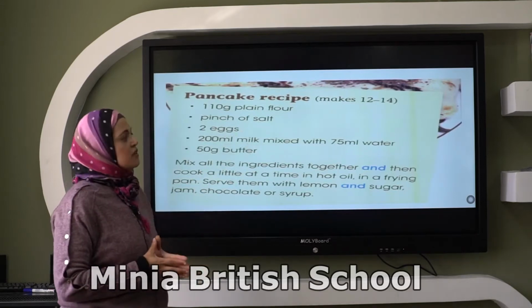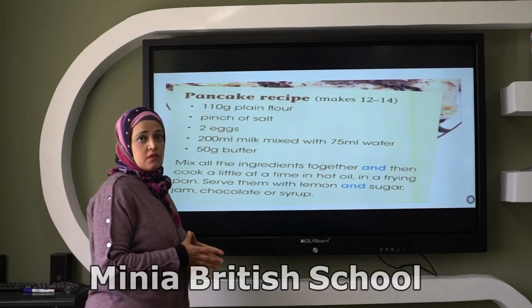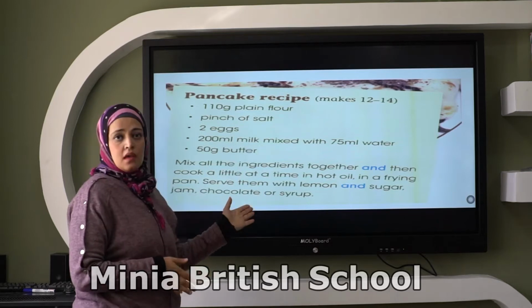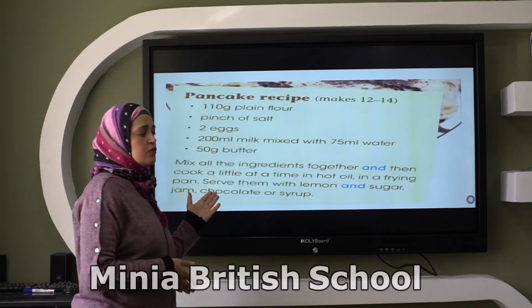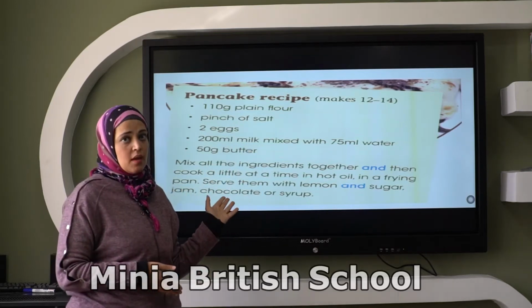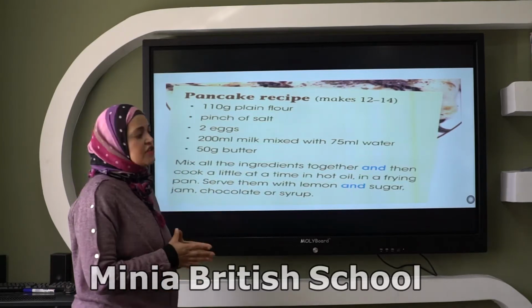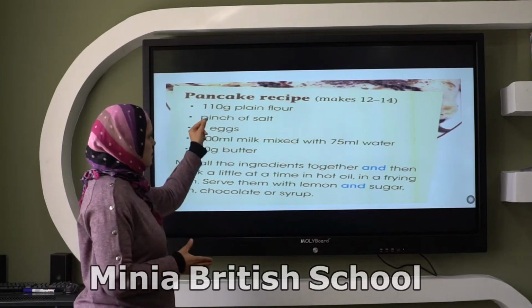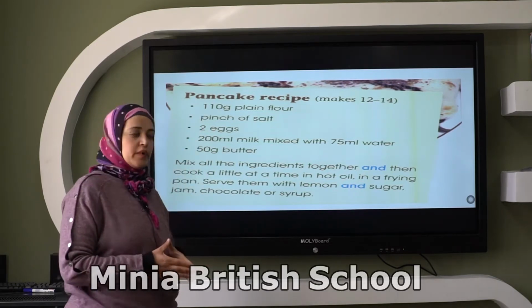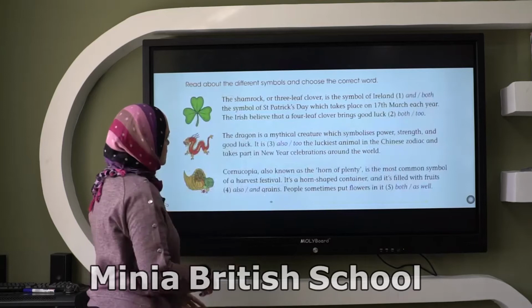So, as we said, what is a recipe? So this is the recipe, the instructions I will use to make my pancake, and also those are the ingredients. Those are the ingredients, the types or the things that I will use to make my recipe.